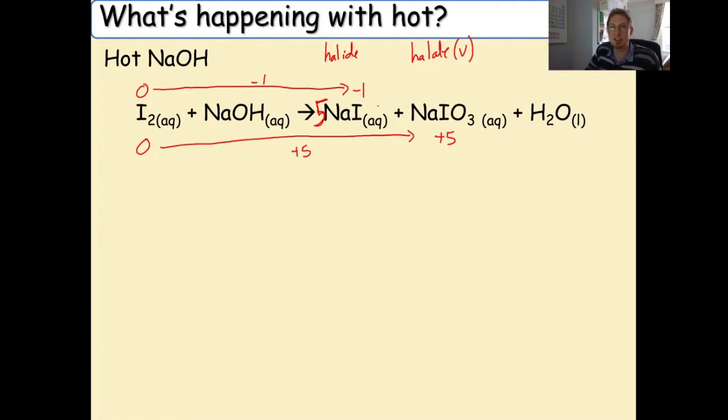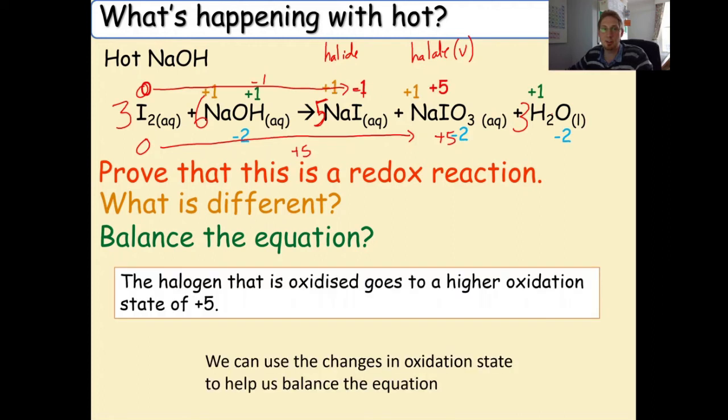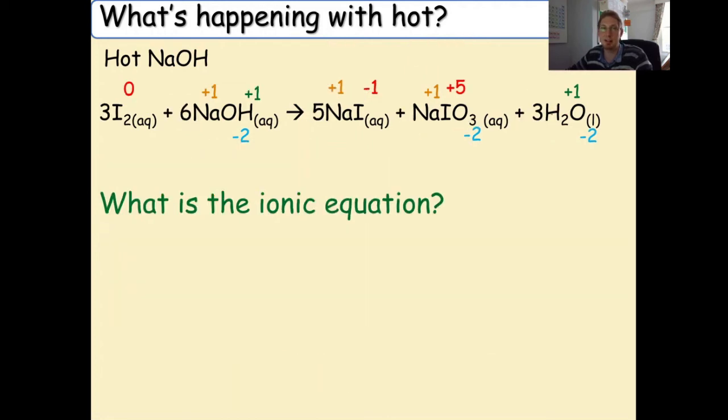We can see you've got 6 iodines, 3 I2. You can see you've got 6 sodiums, 6 NaOH. We've got 6 oxygens on the left, 3 here, so we must have 3 waters, 6 hydrogens, 6 hydrogens. So proving that's redox, it is redox, balancing that equation. The halogen goes to a higher oxidation state of +5, and we can use the changes in oxidation state to help us balance the equation.